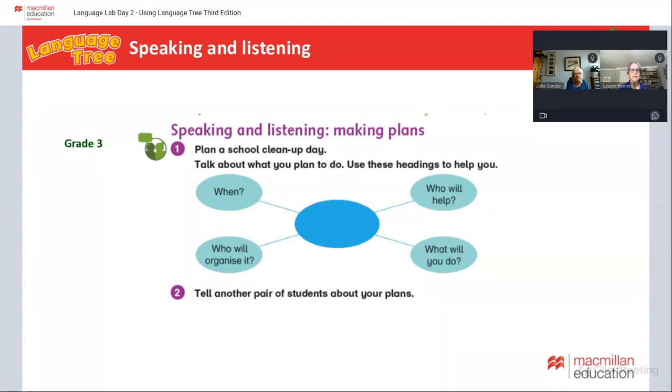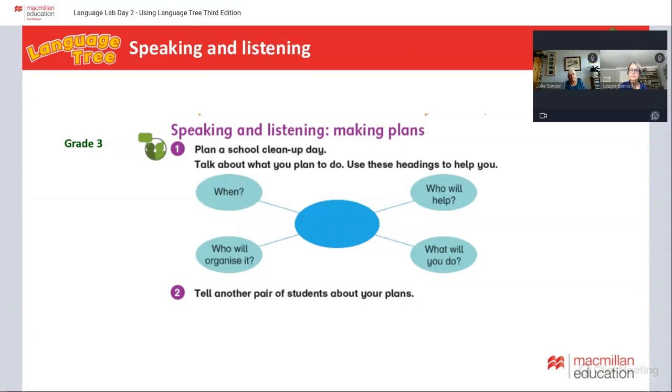Sometimes it is just a speaking exercise. In this case, it's a grade 3 exercise, and you'll see a little green symbol at the top left, which indicates it's group work. And the students get in groups to plan a school cleanup day. They have to talk about what they plan to do and fill in a web to guide them.